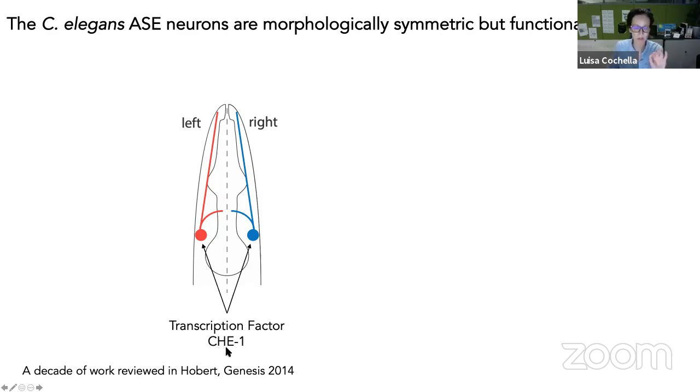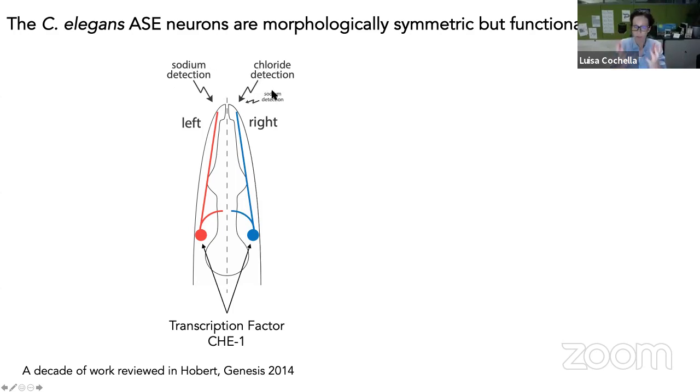Che-1, for chemosensory deficient, as in the mutant of che-1, the neuron fails to chemotax or to sense salts in the environment. Now, even though these neurons are symmetric by many different categories, they are actually functionally asymmetric. They both sense soluble chemicals in the soil, but they sense different sets of chemicals, and they also respond differently to them. So for example, the left neuron senses primarily sodium, the right neuron senses primarily chloride.